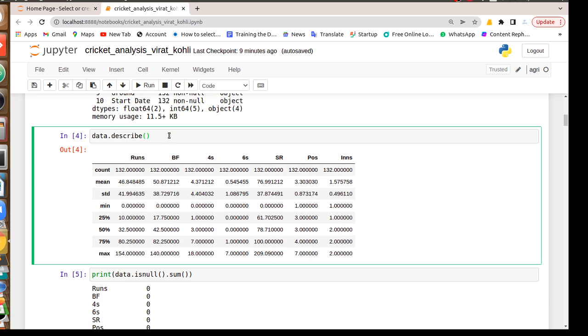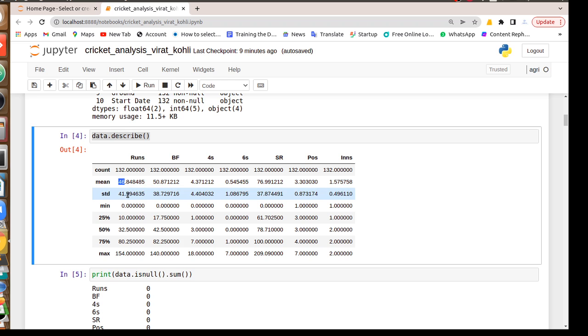Then comes data describe. It seems a small line of code, but it carries a lot of information, which I will explain now. You see under runs there comes 132. What is this 132? There are 132 rows. What is the mean? In runs the mean is 46, what we call the average. That's the mean: on average he scored 46 runs.